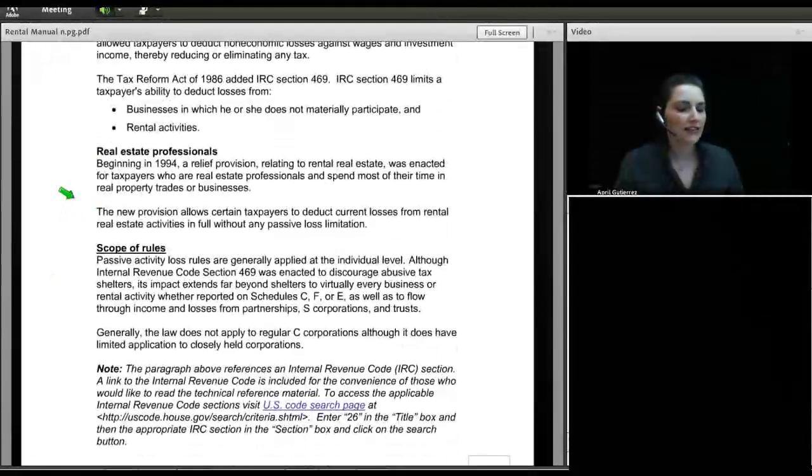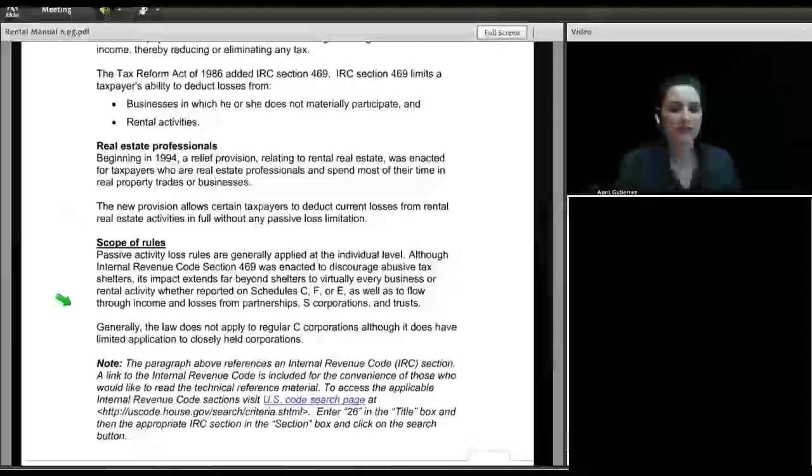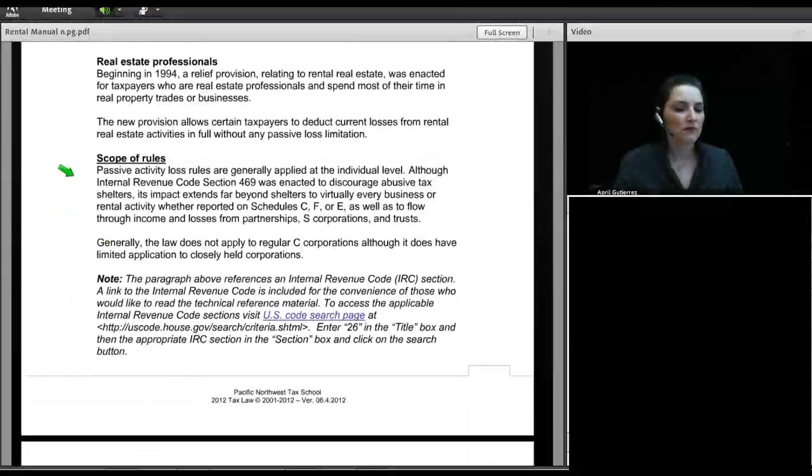Now, beginning in 1994, there is a relief provision relating to rental real estate losses. It now allows taxpayers who are real estate professionals who spend most of their time in real property trades or businesses to claim their losses. The new provision allows certain taxpayers to deduct current losses from rental real estate activities in full without regard to any passive loss limitation. Scope of the rules.